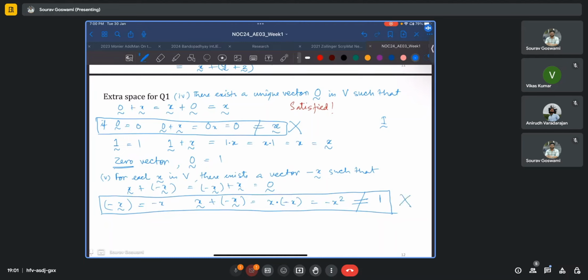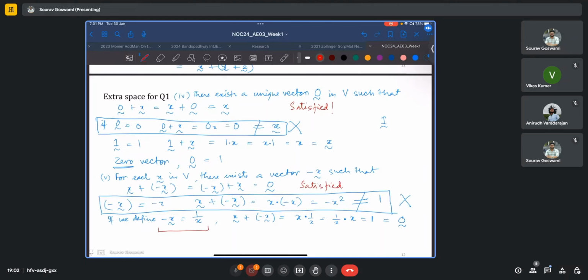However, can we come up with some other vector which will satisfy this property? So if we define the negative vector as equal to the reciprocal of the original vector and perform this operation, let's see what happens. And we recollect that indeed 1 was our zero vector in this case. So there does exist such a negative vector, which in this case will be the reciprocal of the original, and thus even this fifth axiom is satisfied.